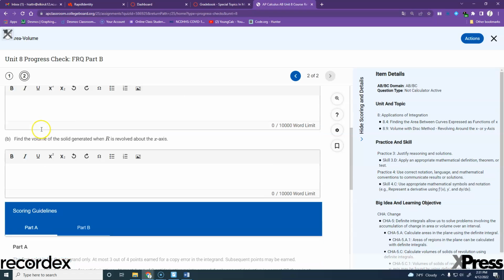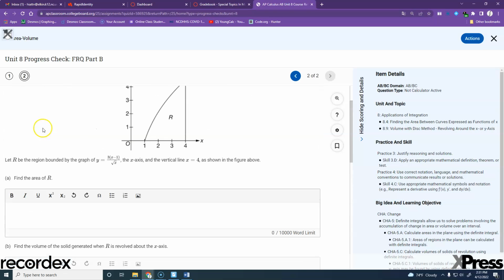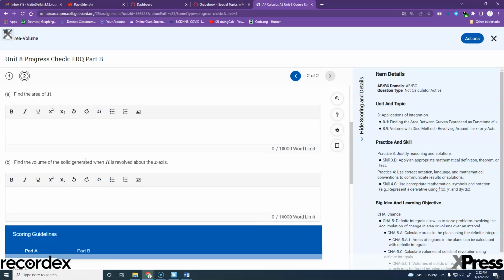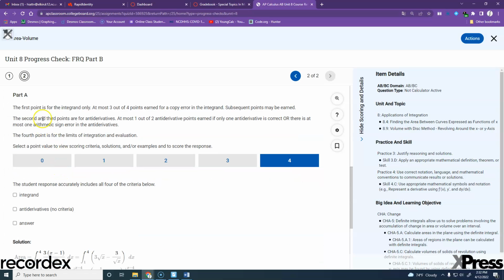Okay. All right, this only had 2 parts. You got to find the area and then the volume around the x-axis. And you actually have to solve this one. Right? You could plug it in and leave it.